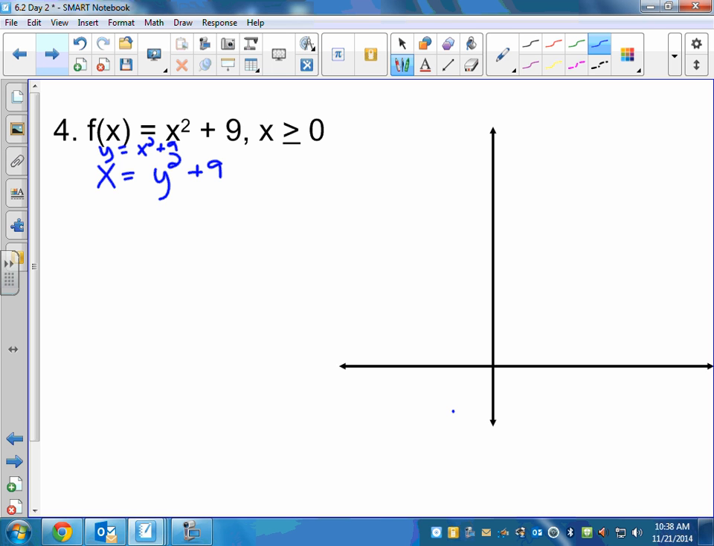It's not a big deal to write it down, but a lot of people just automatically switch it. If you remember that that's what you're supposed to do, you've really done the inverse part. Now it's just solving it back for y. What would I do to solve this back for y?